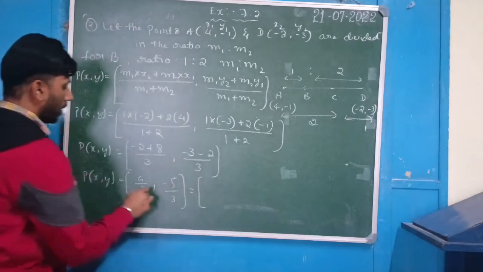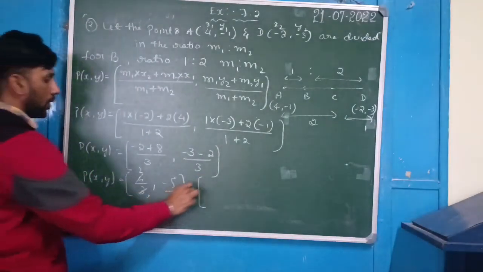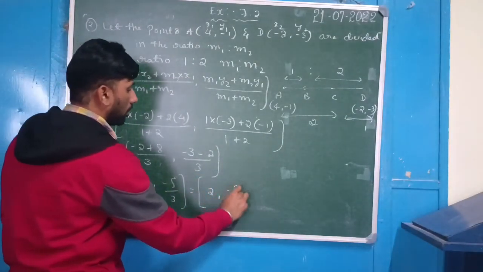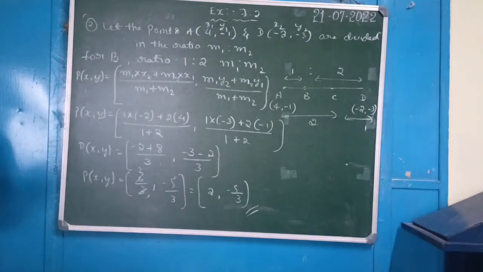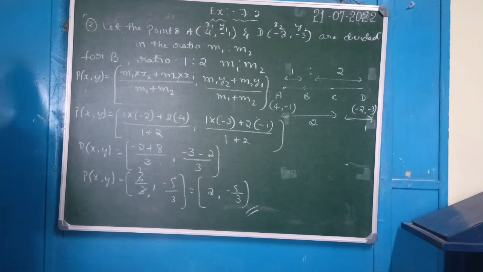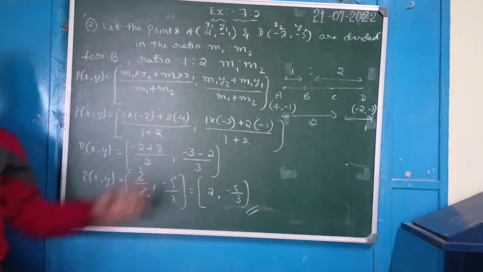So therefore the answer is 3 2s are 6, that is 2, comma minus 5 by 3. So this is how we need to solve it, and for this you will get marks. Okay, this is the method.